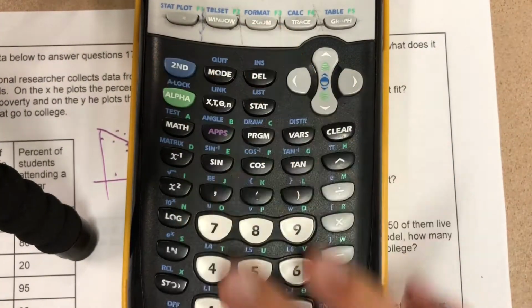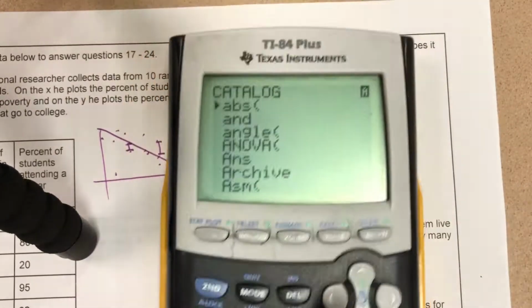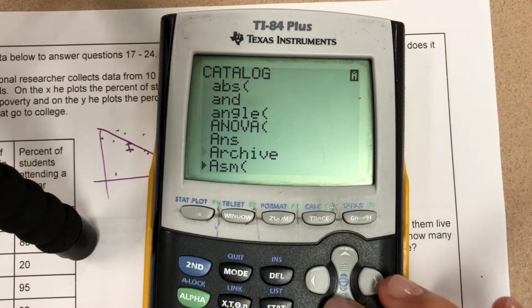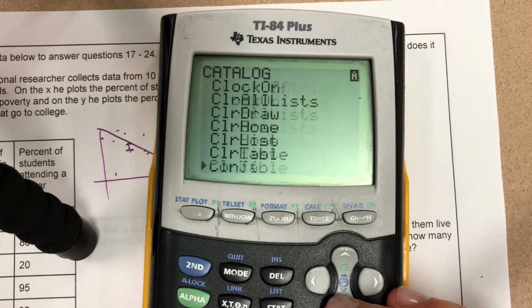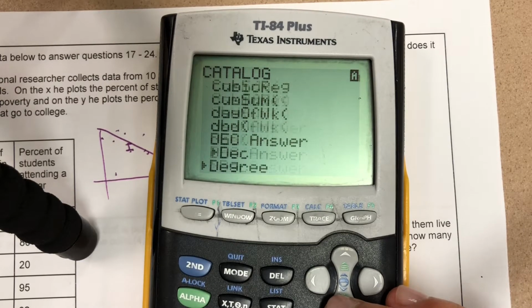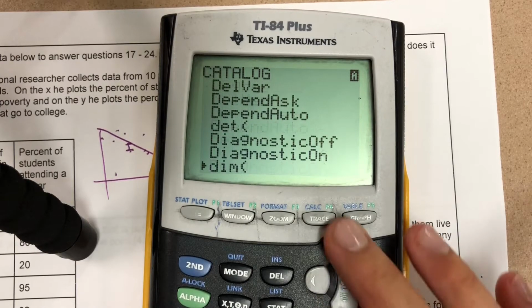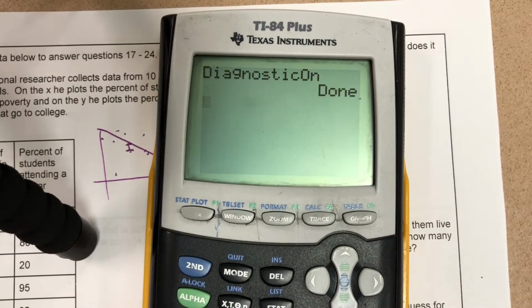In order to do that, you need to turn on your diagnostic. So you hit second, catalog, which will bring you to this page. You go all the way down, and in order to get the correlation coefficient, you need to make sure your diagnostic is on. So where it says diagnostic on, make sure you hit that.